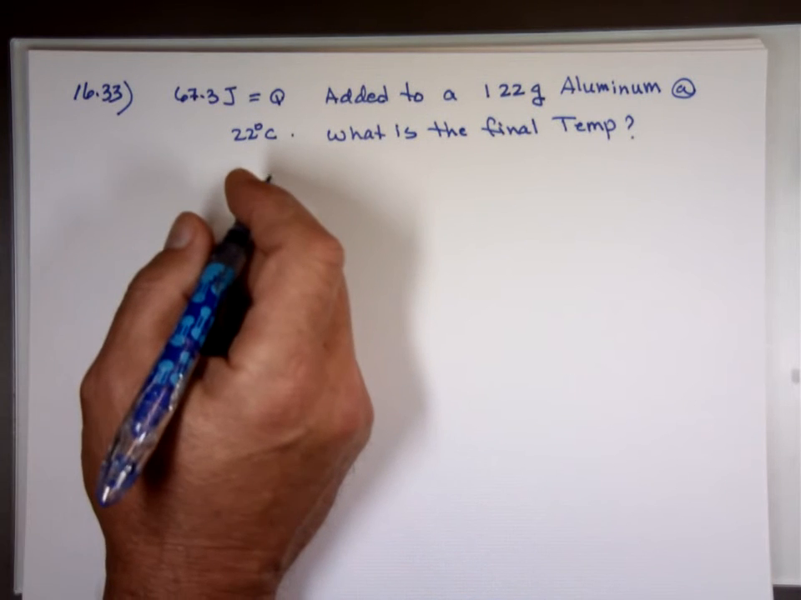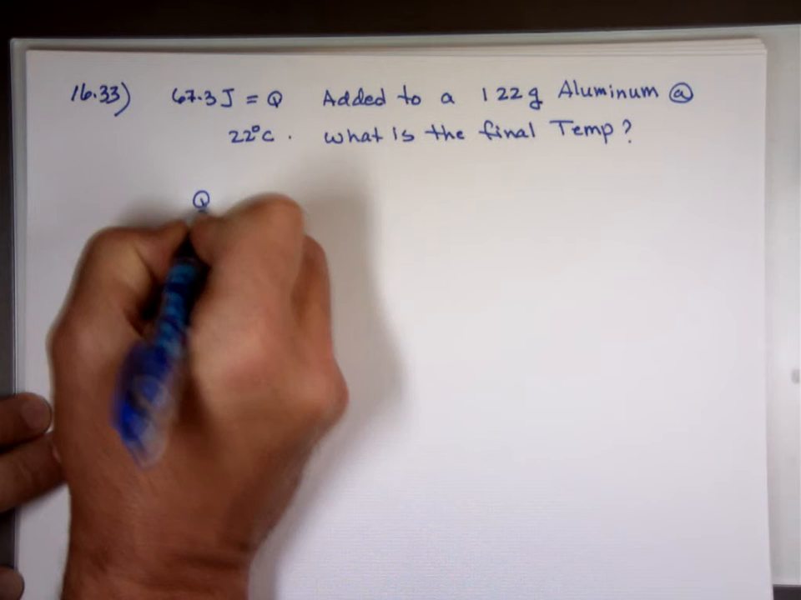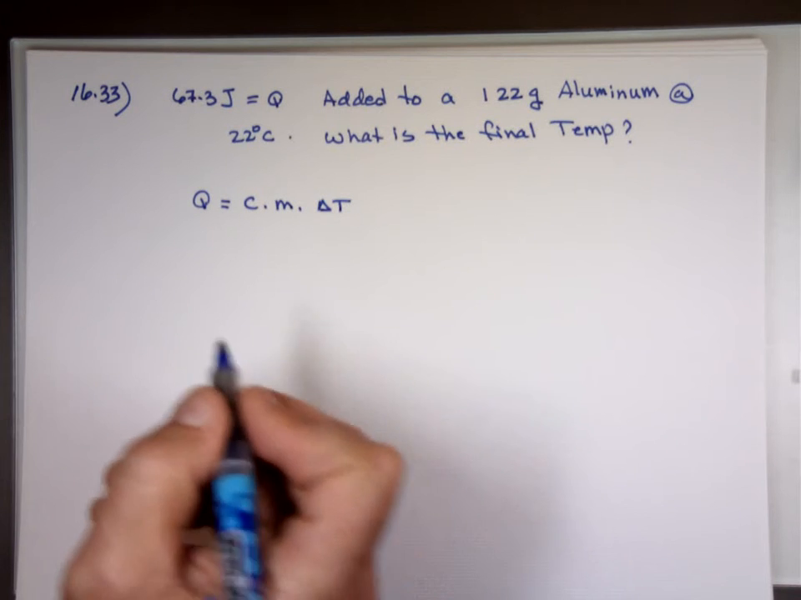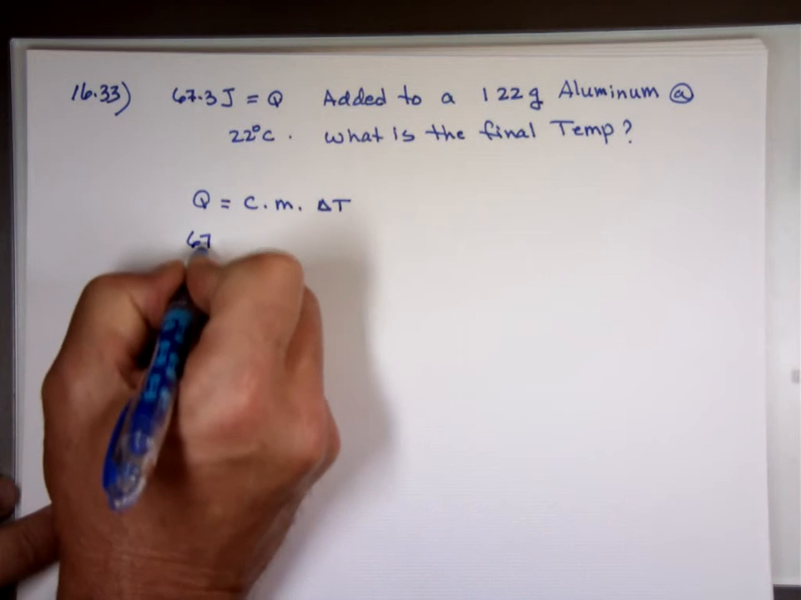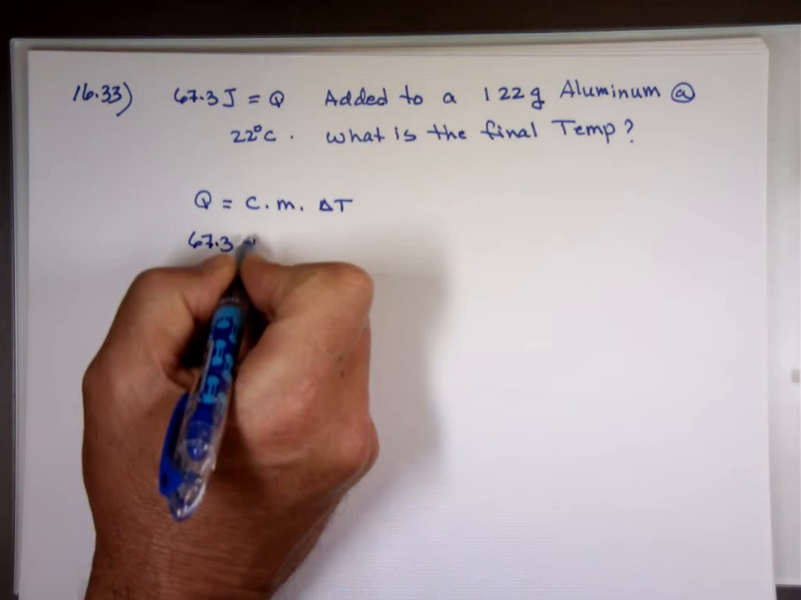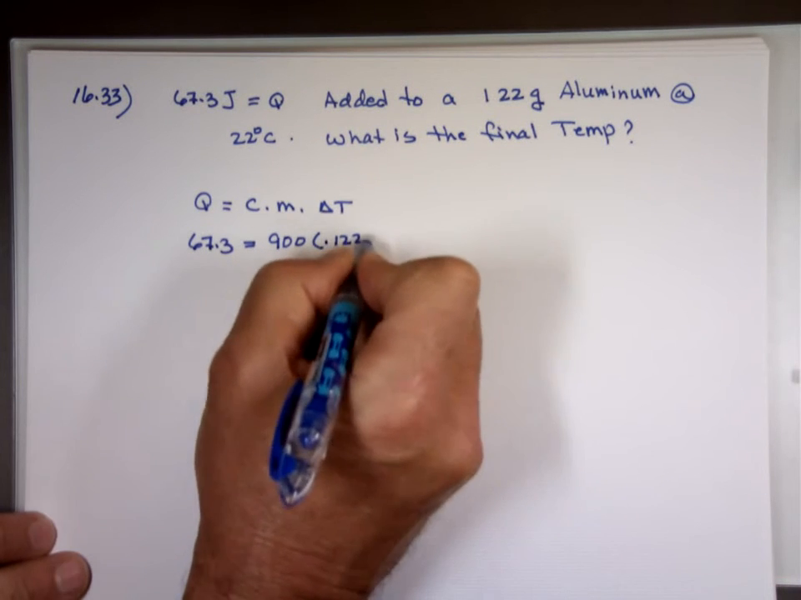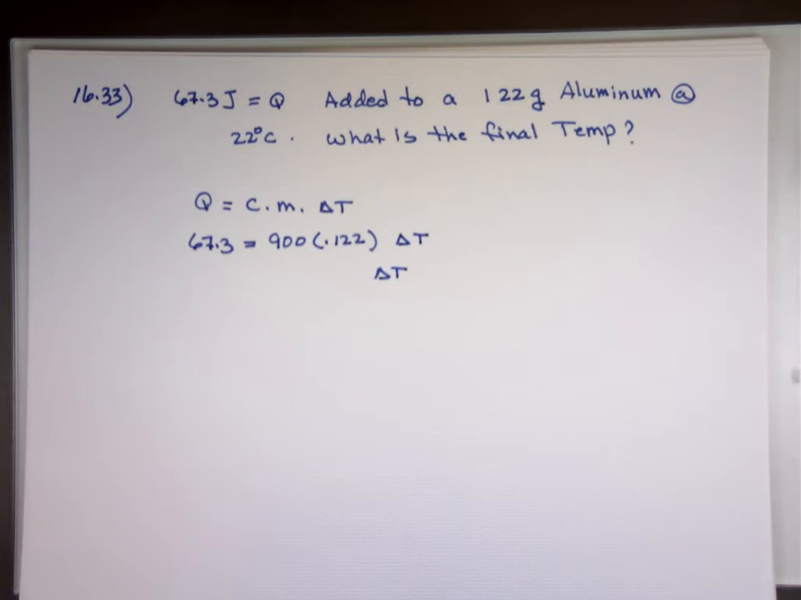Well, let's look at the heat. Q equals C times M times delta T. We're talking about aluminum, I think the specific heat for aluminum is 900. So 67.3 equals C for aluminum, 900, times the mass, 0.122, times the change in temperature. 900 times 0.122 is 109.8.